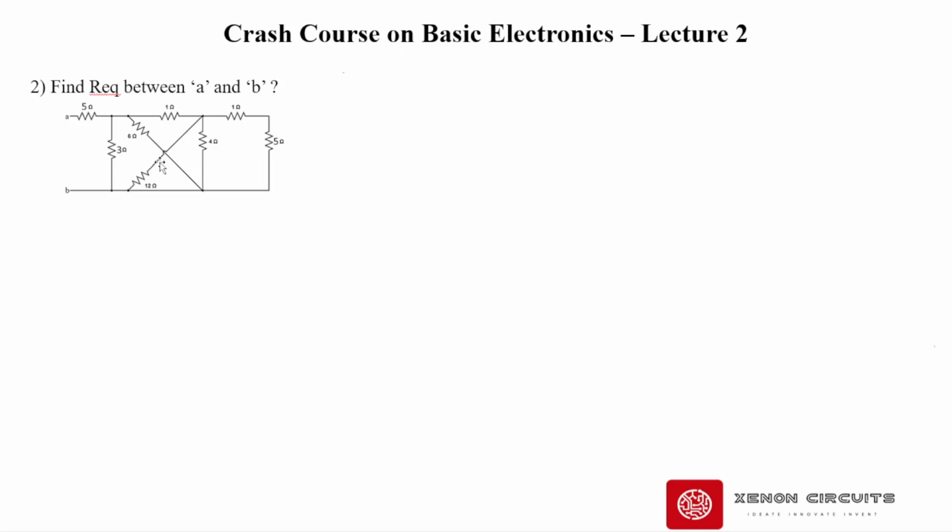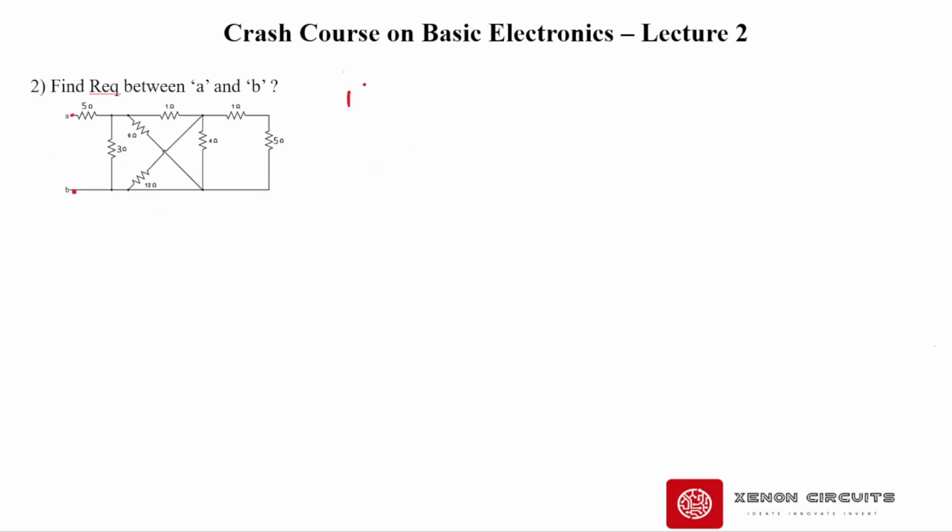So, the given question is finding R equivalent between A and B, right? I hope the screen is visible to you guys. So, there are two nodes, A and B, right? And then there is a network followed by that.